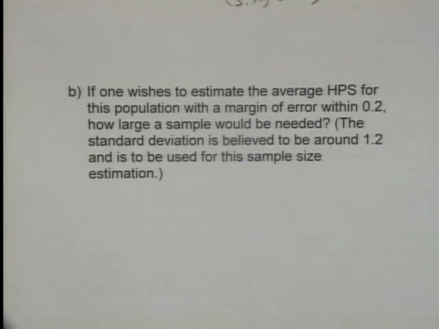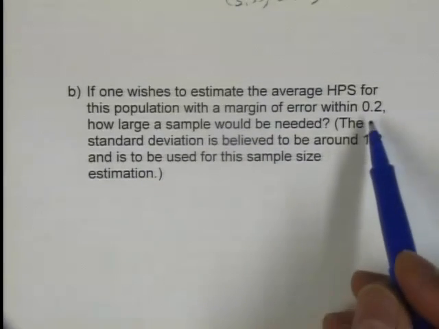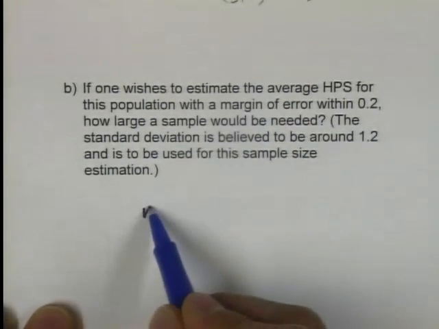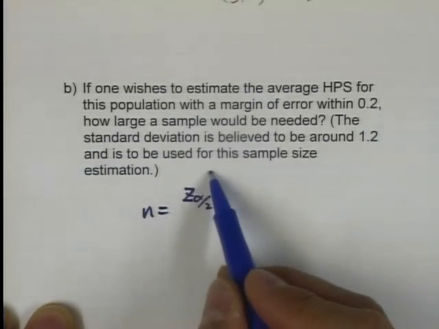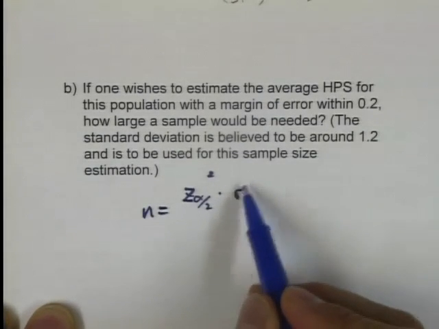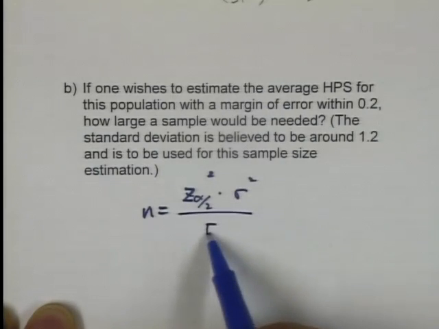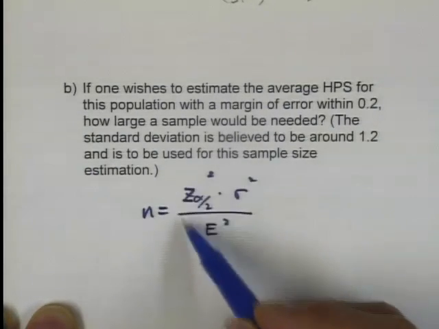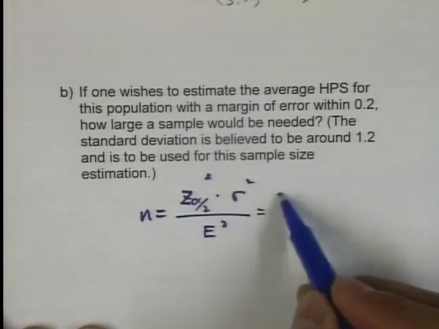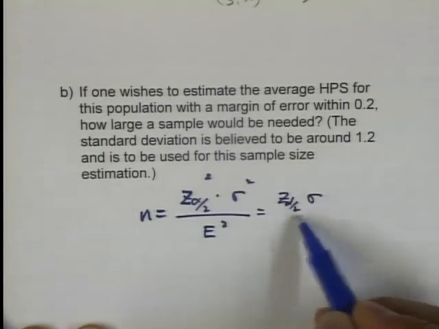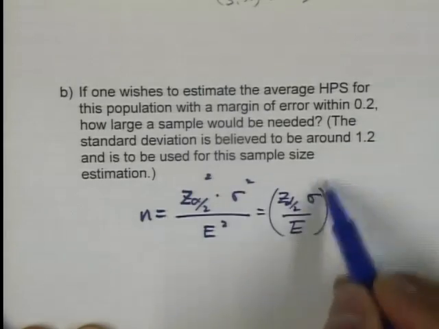Okay. So part B is a finding sample size problem. How large a sample size is needed so that my margin of error would be within 0.2? So the sample size formula is n is equal to that z-score squared and the sigma squared and also margin of error squared. Or you just say find all these and square the whole thing. That's another way to do this. You figure out all these and square the whole thing.